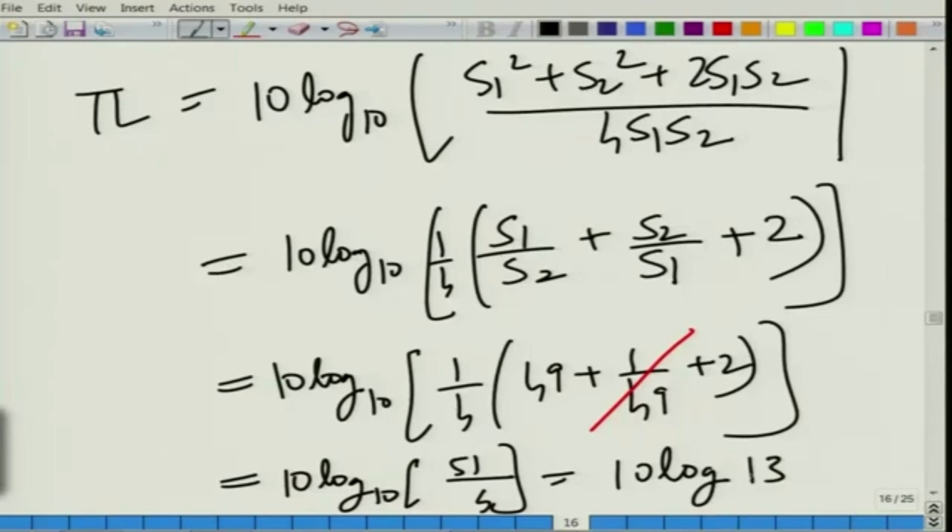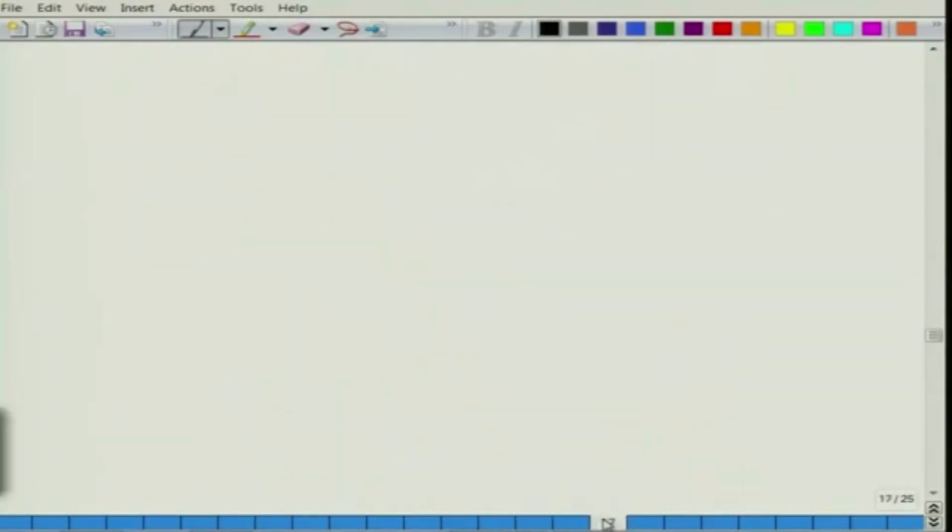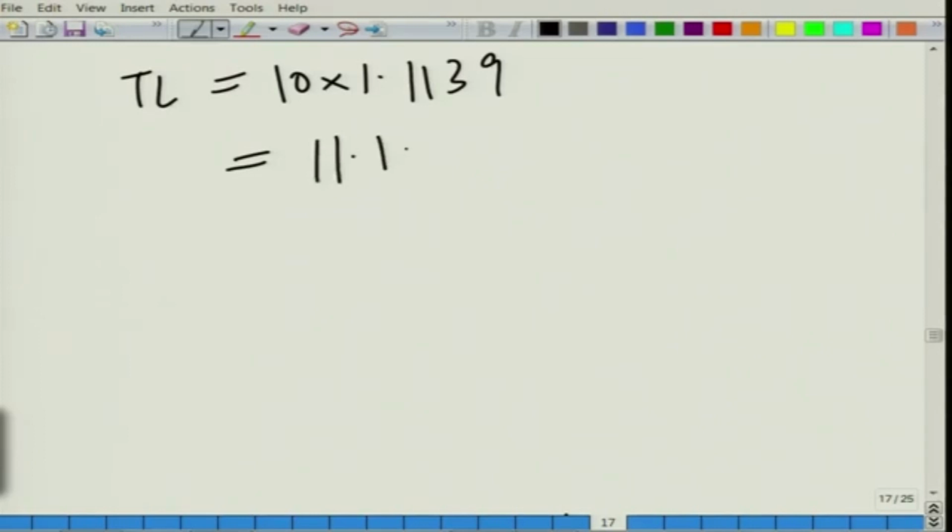This is just approximate. So, we can basically figure out how much it would be, log of 13. We can do some calculations and figure out what log of 13 is. So, it turns out that TL is equal to 10 times 1.1139. So, that is 11.139 dB, approximately 11.1 dB.